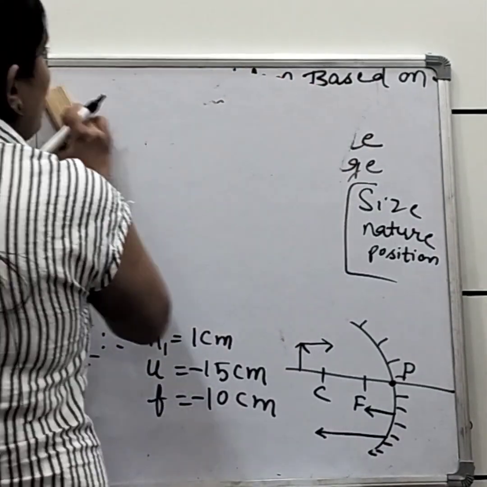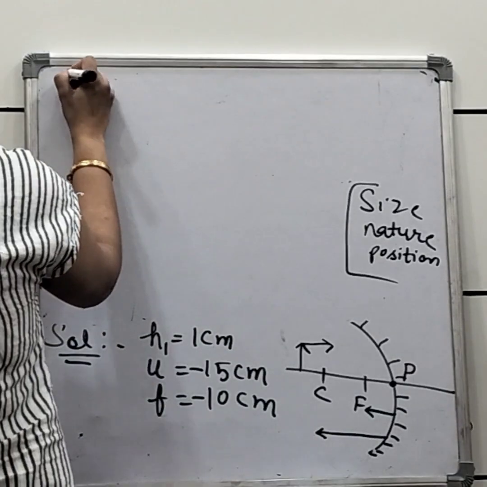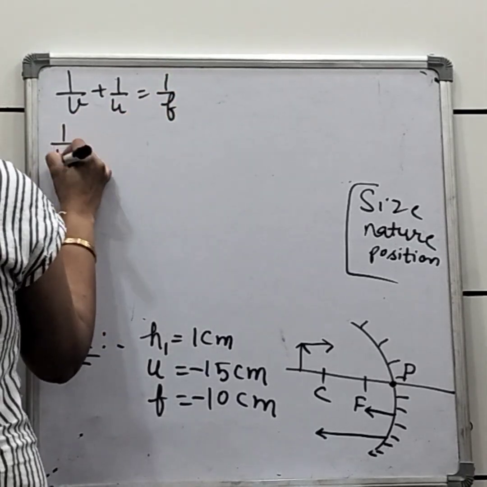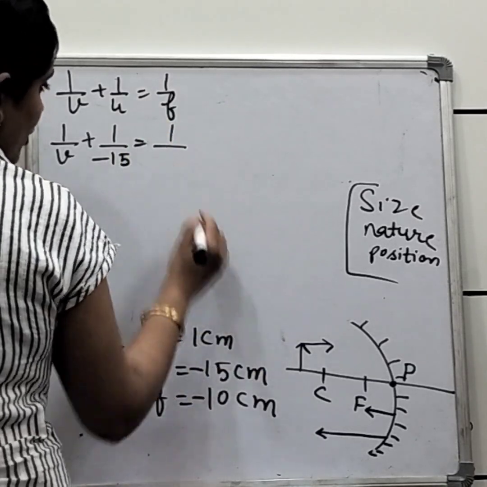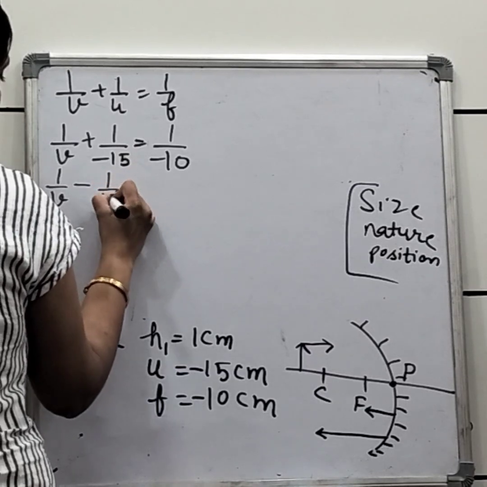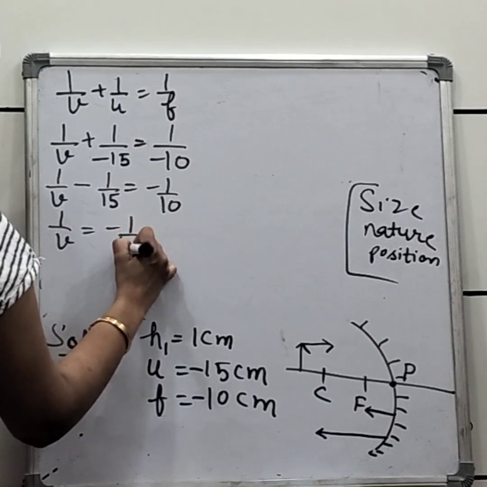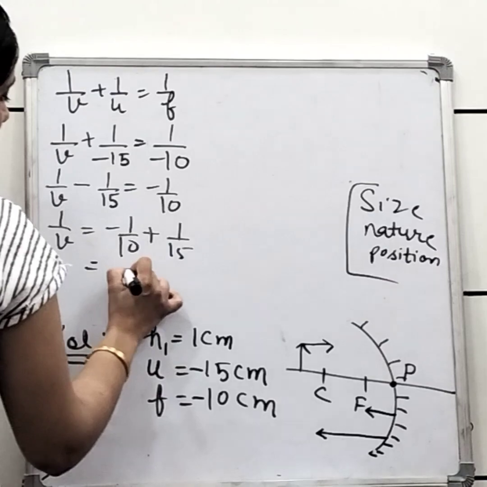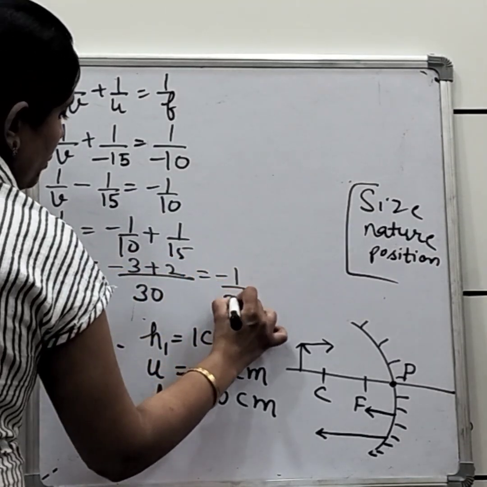So what is the mirror formula? 1 by v plus 1 by u is equal to 1 by f. Write down the mirror formula. 1 by v plus 1 by u is equal to 1 by f. What is u? Minus 15. f is minus 10. So 1 by v plus minus 1 by 15 is equal to minus 1 by 10. So 1 by v is equal to minus 1 by 10 plus 1 by 15. LCM is 30: minus 3 plus 2, which is equal to minus 1 by 30.